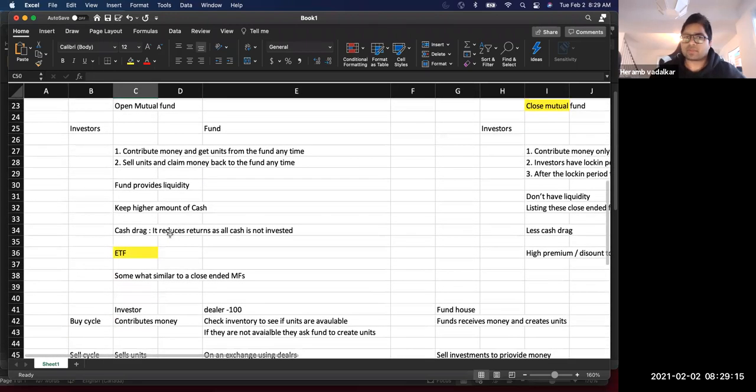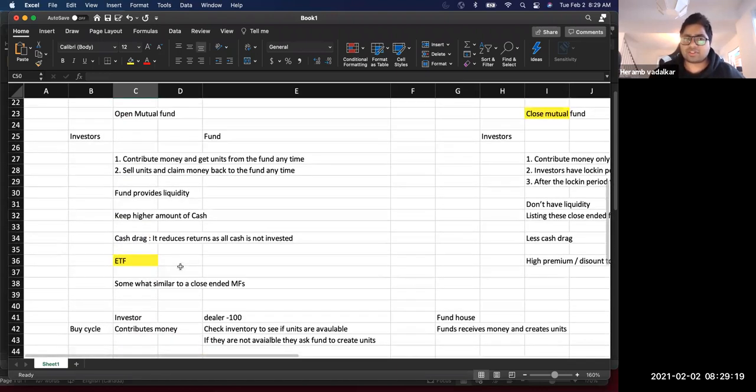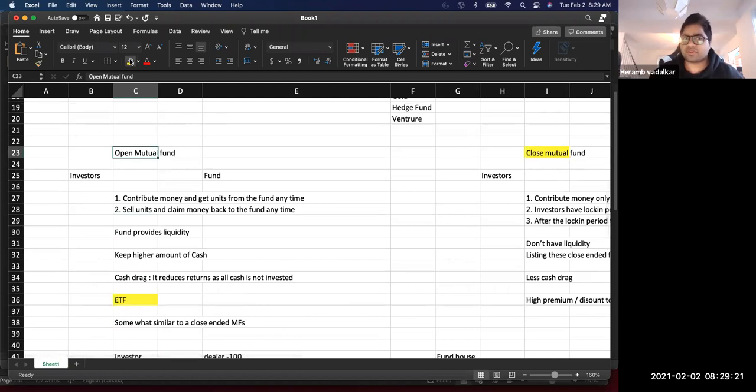Okay. So how to summarize it? We had a long discussion. What is an open-ended mutual fund? Open-ended means you actually trade with the fund. You do not trade on an exchange. You do not trade through dealers. You actually converse with the fund. Whenever you want to contribute money, you put it with the fund. The fund gives you units. When you want to sell your units, you go to the fund and sell those units.